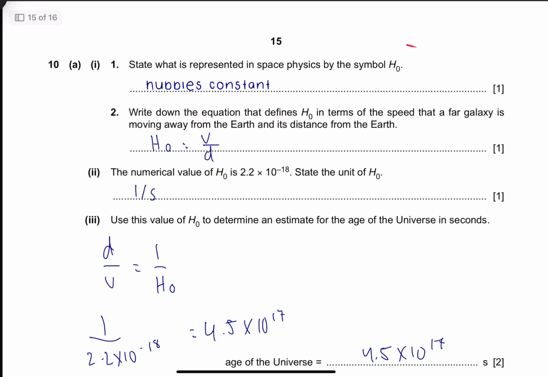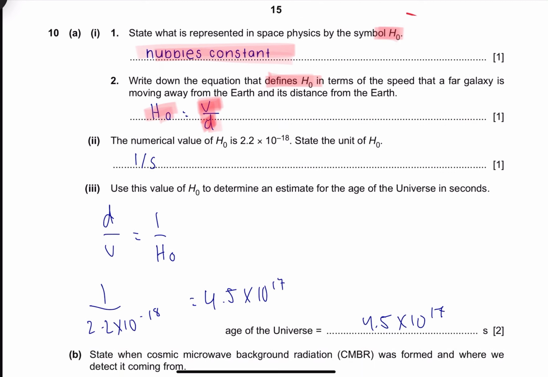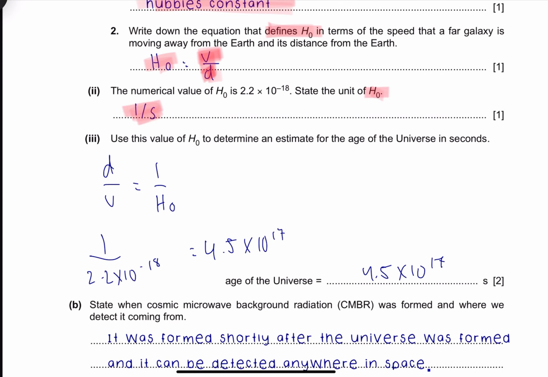In question 10, we have to state what this H0 represents. It's the Hubble constant, from the space physics portion. You have to write down the definition or formula for H0. H0 is equal to velocity divided by d. This velocity is the receding velocity and d is the distance. Now we have to tell the units of H0: per second, 1 over s. And in part 3 we have to estimate the age of the universe. Basically the Hubble constant tells you about the age of the universe. If you take the reciprocal of this H0, this will give you time.